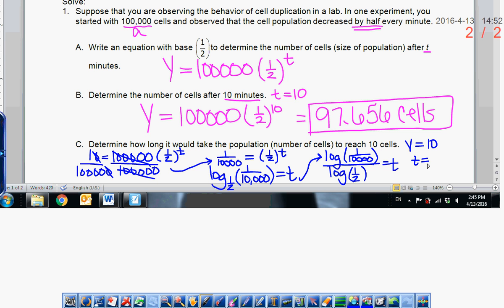So everyone should be practicing entering these things in because I want to make sure you can get the correct answers. So you're entering this in on your calculator. And you get 13.288. And what would our units be? Minutes. Check what you typed in. Make sure you did it in the correct order. Make sure you did log of your argument over log of your base.